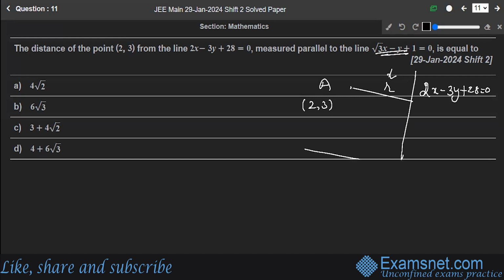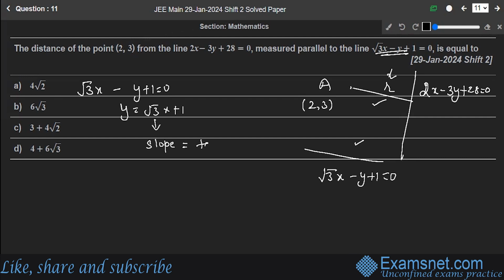So this is another line, root 3x minus y plus 1 is equal to 0. So that means the slope of this and these two lines is equal. Let's find out the slope of this line. This is given by y is equal to root 3x plus 1. This is your slope, and you know the slope is equal to tangent theta. That means tangent theta is equal to root 3, which is equal to tangent pi by 3, which gives me theta is equal to pi by 3. Inclination is pi by 3.